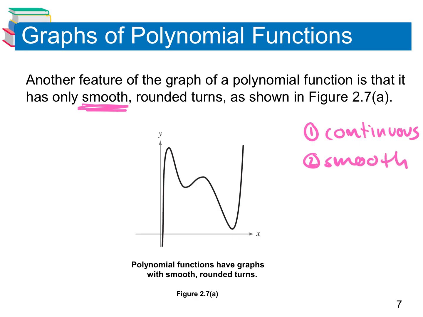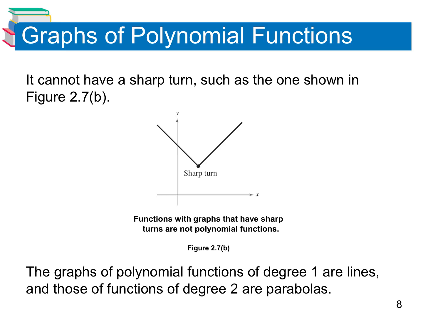So this would be an example of a smooth graph. It's got round turns. On the next page, this is an example of not a smooth graph. So this would not be a polynomial graph because it's got a sharp turn. It's got a sharp edge. It's not a polynomial.